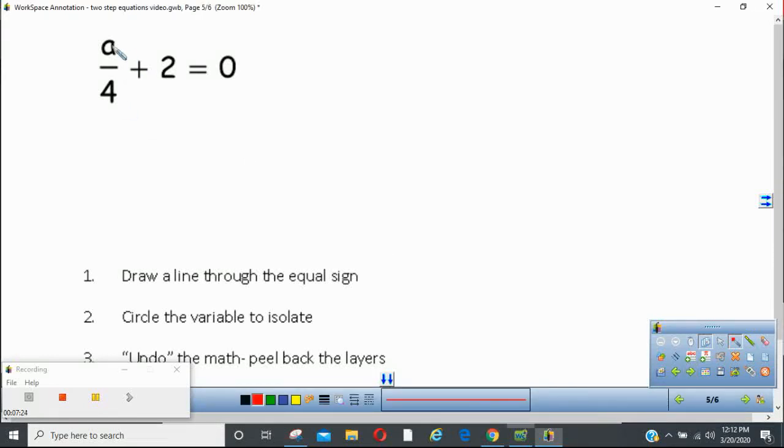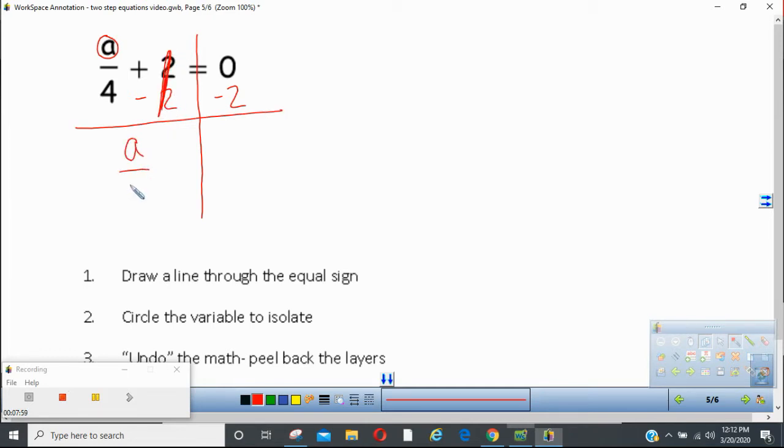The third one. So we're going to draw our line, and we are going to circle our variable. And so my inside layer would be this right here, this fraction, which technically, remember, a fraction is division. And then the outside layer would be this 2 here. So we're going to start by undoing the 2, get rid of this layer. So we've got a -2 to both sides.